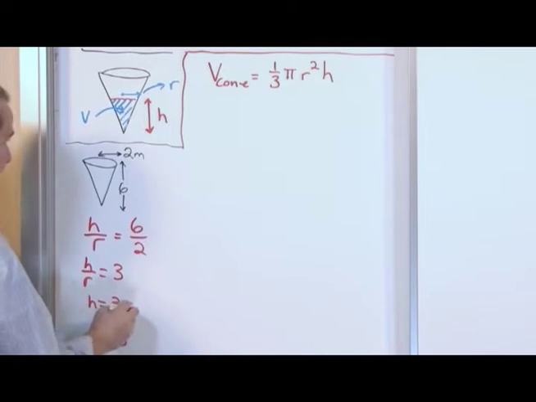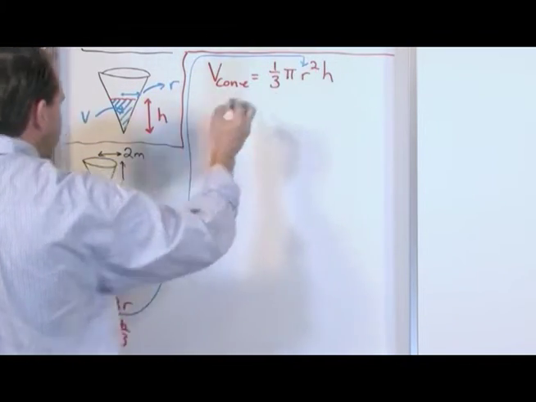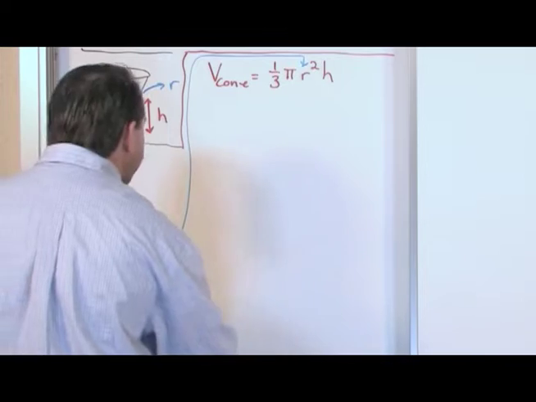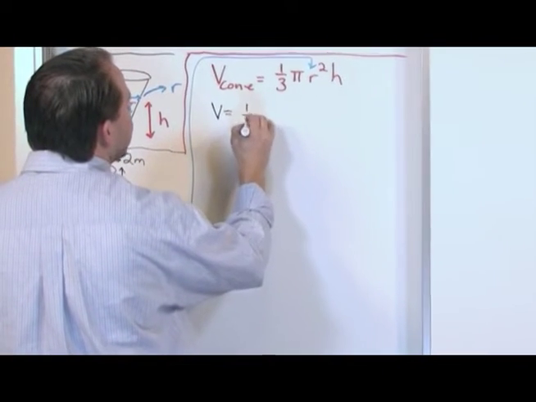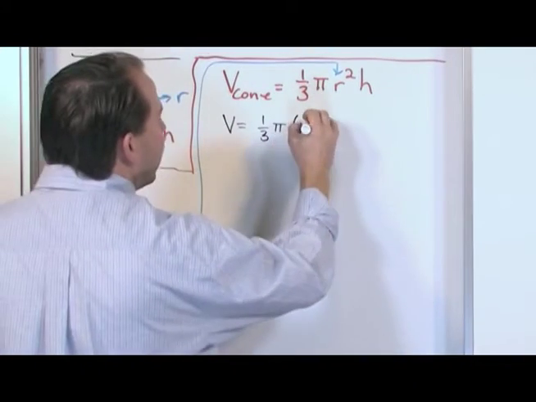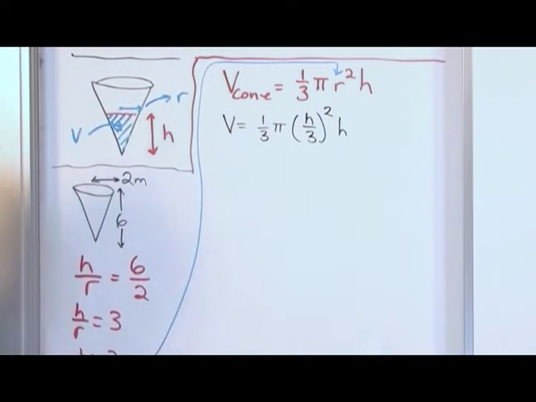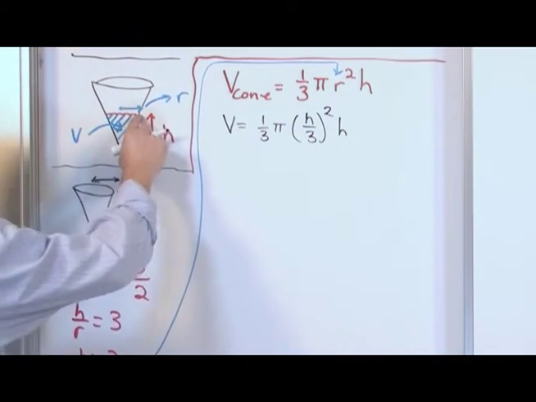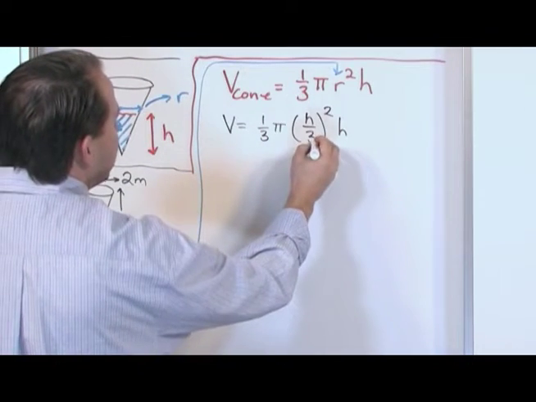So if I take this radius and stick it right in here, what I'm going to get as a result is V is equal to 1/3 pi. What did I say r was? r is h over 3. So I have h over 3 squared times h. Now look at what I have. I have the volume of this cone of water that I'm interested in, but it doesn't have any r's anywhere in here, only h's, only the height.